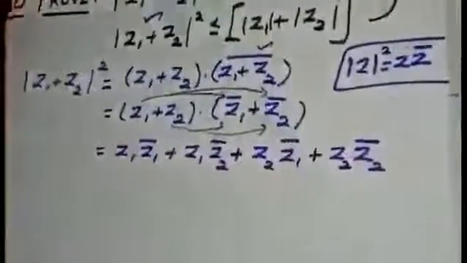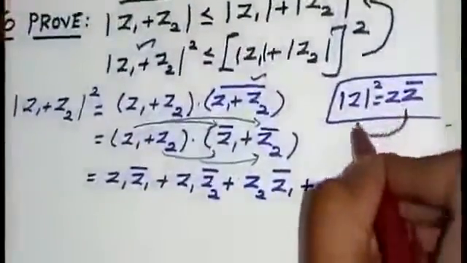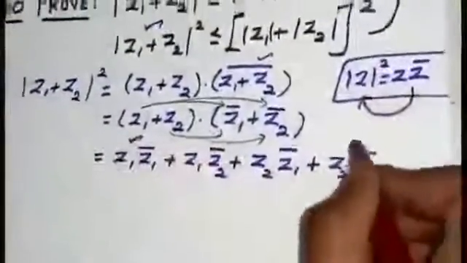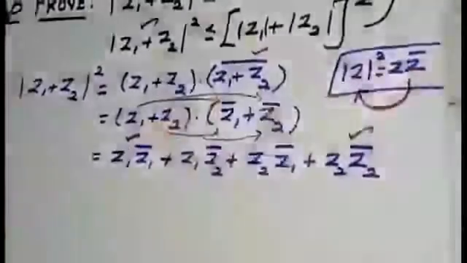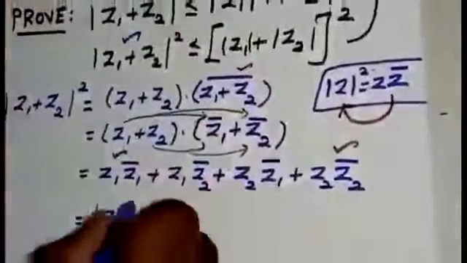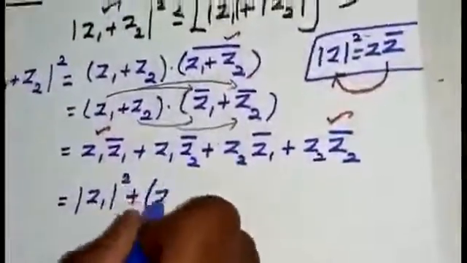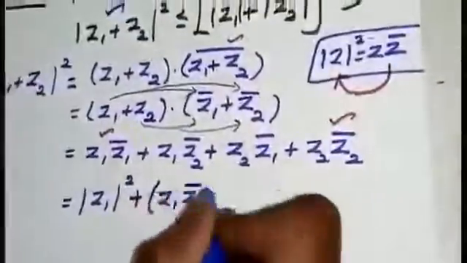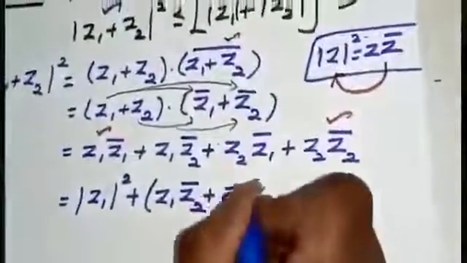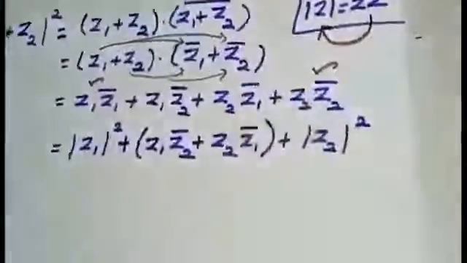Now again I am going to use this property, that is Z Z bar can again be written as modulus of Z the whole square. So these two places can be written as modulus of Z the whole square. So just see here how I am going to write: modulus of Z1 the whole square plus, I am going to write these two values inside the bracket, that is Z1 Z2 bar plus Z2 Z1 bar, plus modulus of Z2 the whole square.